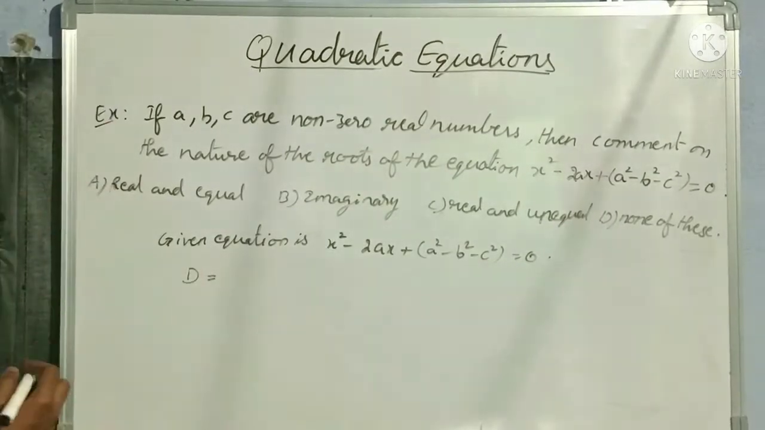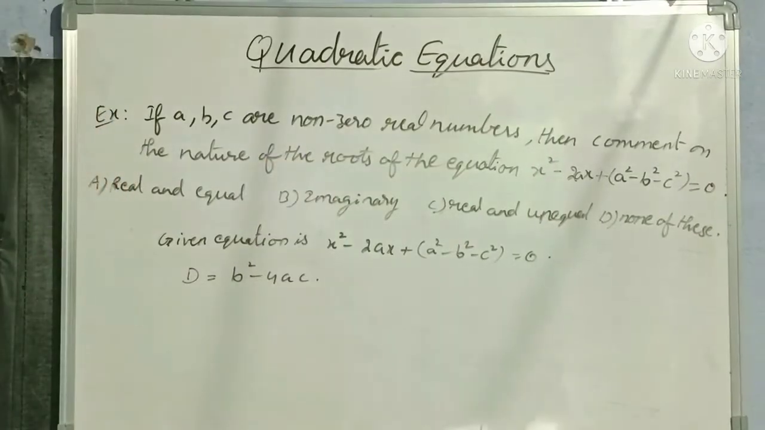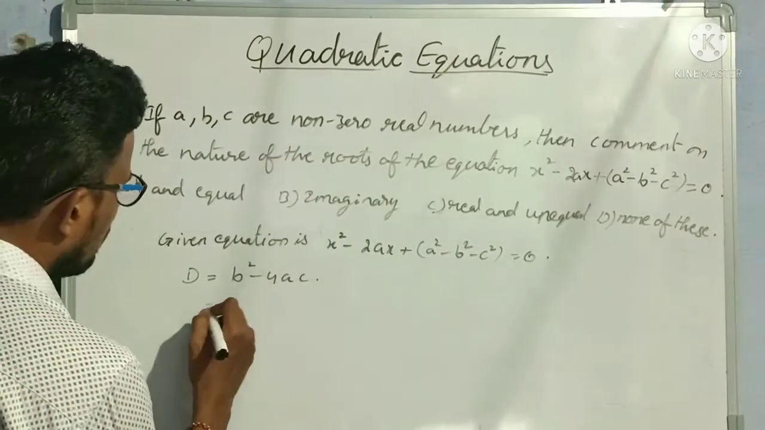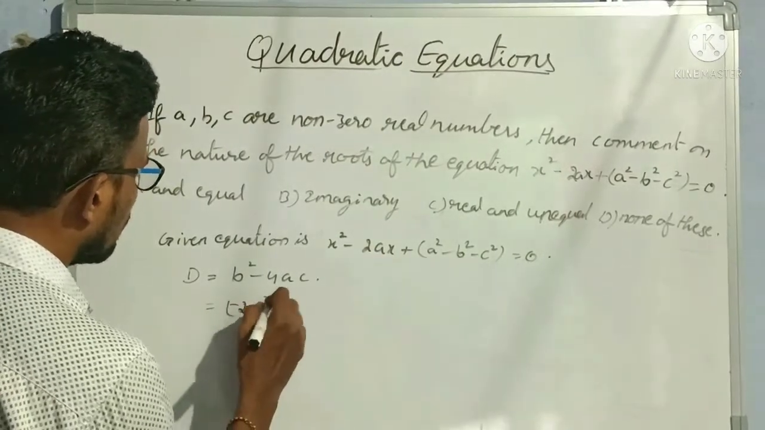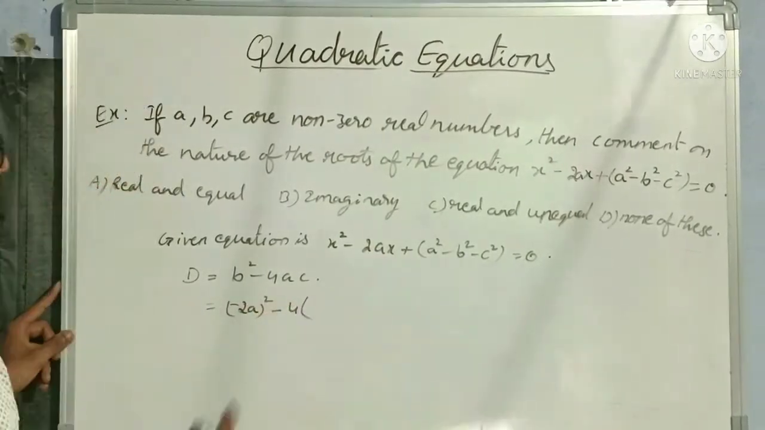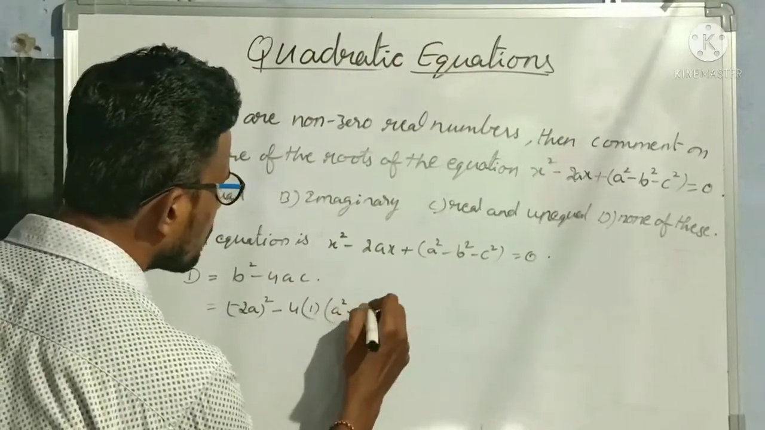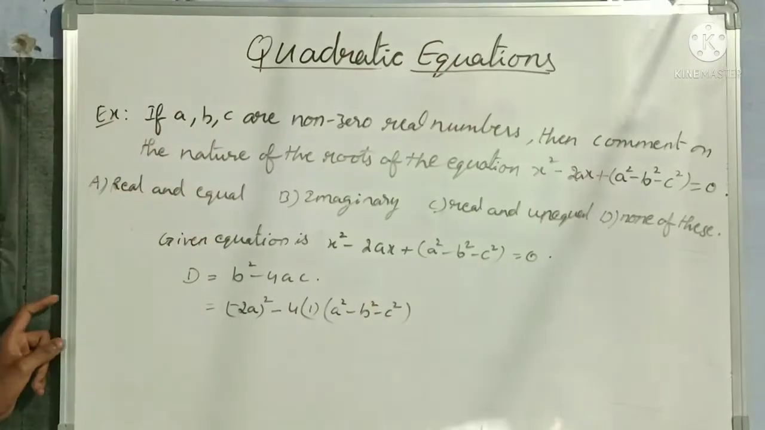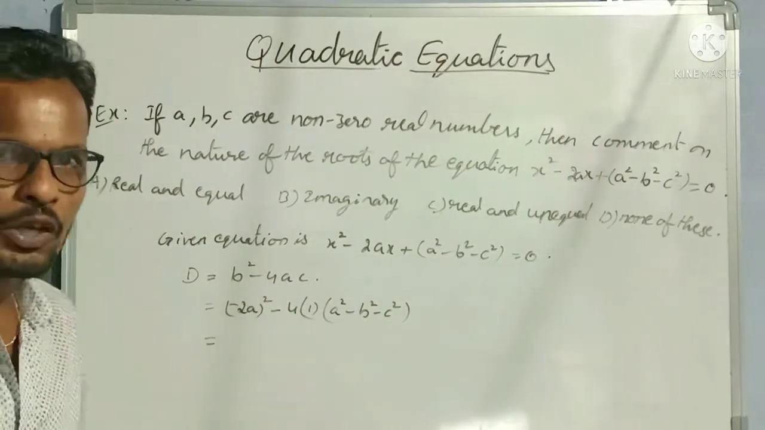So D is equal to b square minus 4ac, right? So this is equal to, what is the value of b we are getting here? Minus 2a. So minus 2a whole square minus 4 into a value is 1 into c value is a square minus b square minus c square. Okay, so solving this, minus 2 whole square. Up to here everybody understood, no?